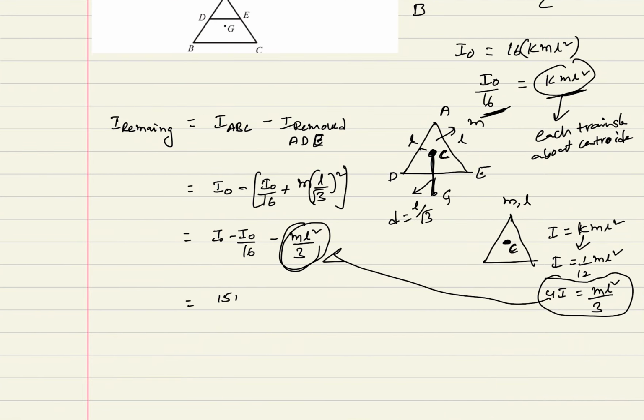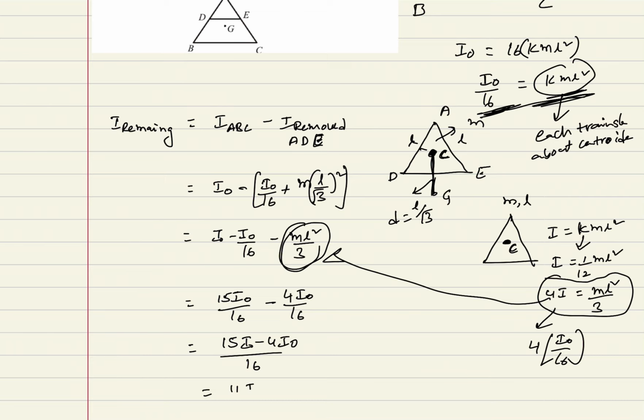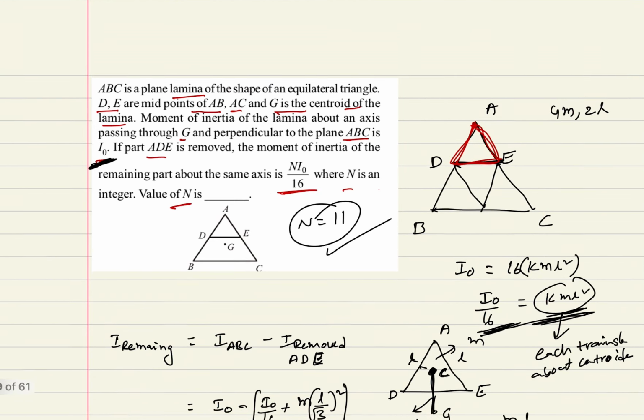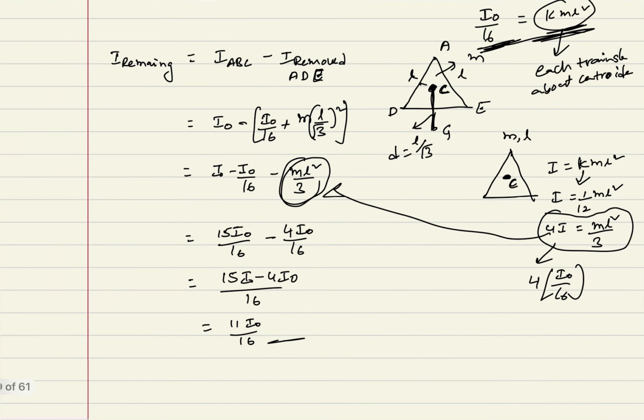You get 15 I naught divided by 16 minus 4 times the I value. Again, I can write 4 into I is equal to I naught divided by 16, as we have seen earlier, K into mL square is equal to I naught by 16. So I can write it as 4 I naught by 16. We write 15 I naught minus 4 I naught divided by 16, and we get 11 I naught divided by 16. That is our required answer. As per the question, the n value is 11. Our integer value is 11. Observe carefully how I have written this.